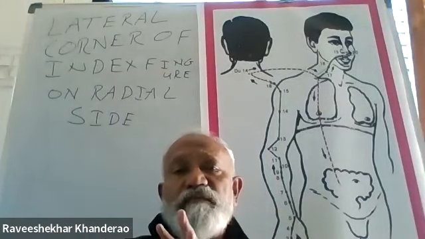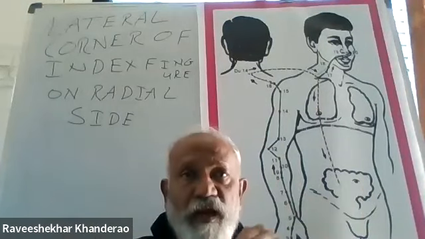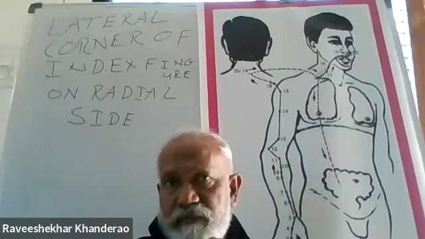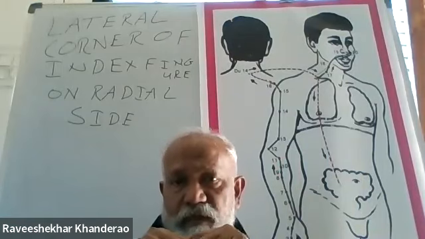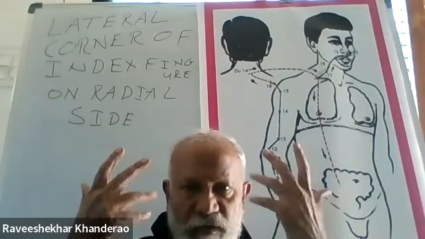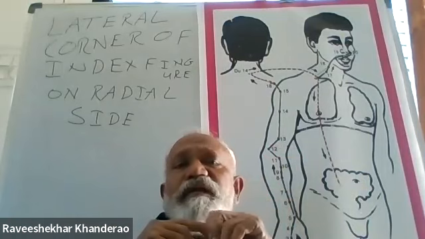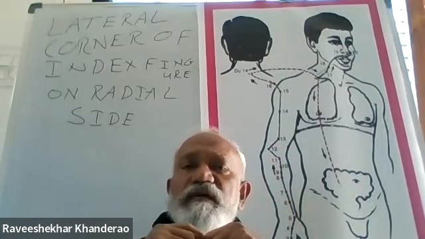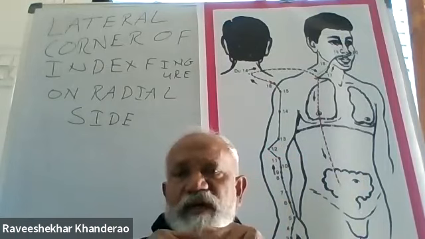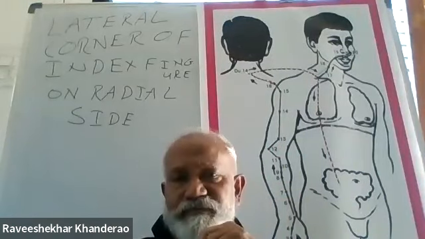Regulates chi and blood and benefits the tendons and the joints. It regulates chi and blood. See, basically, what do the meridians and collaterals do? They move chi and blood to the extremities and to all the Zang-Fu organs.